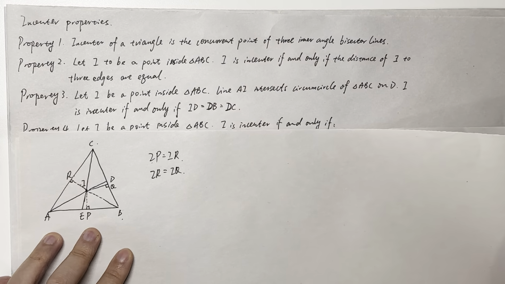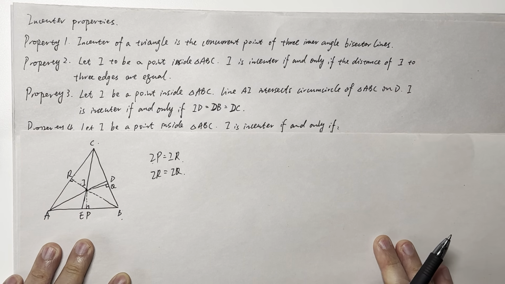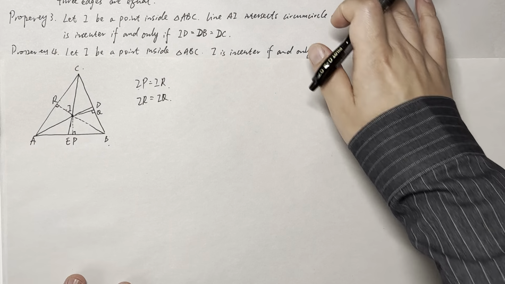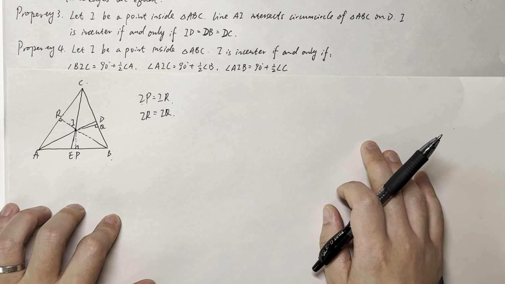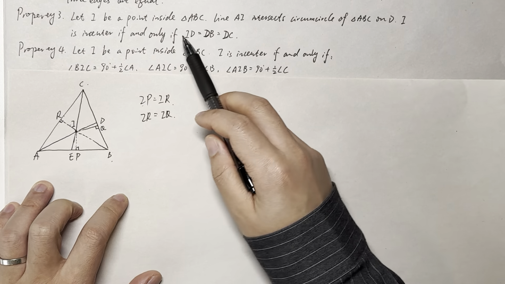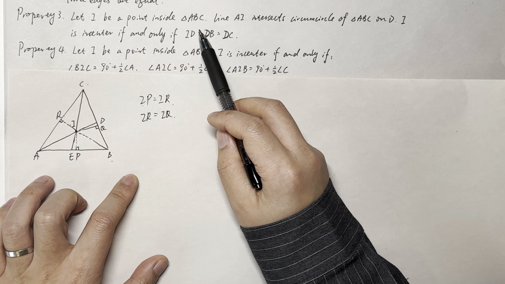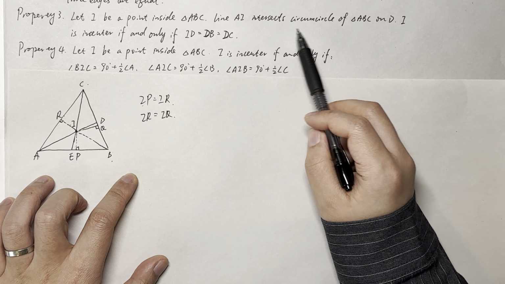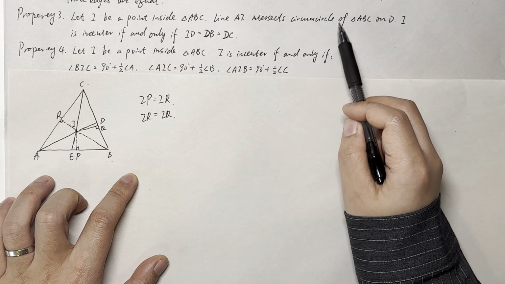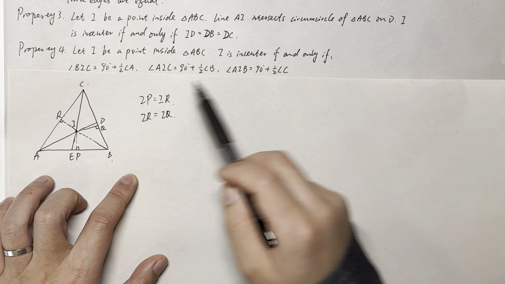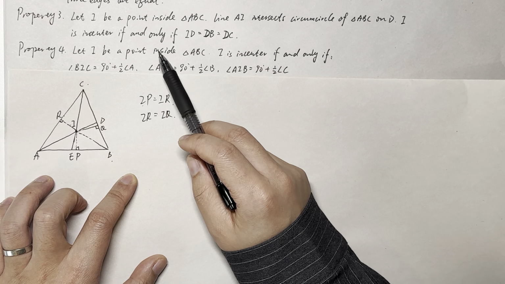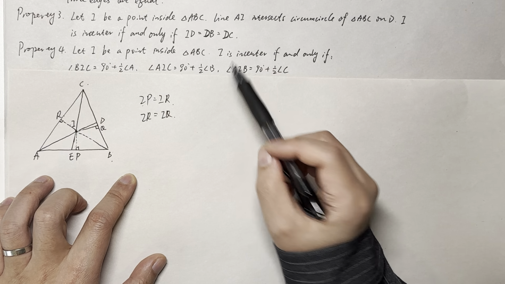So let's see property 3. Let I be a point inside triangle ABC. Line AI intersects the circumcircle of triangle ABC at D. I is the incenter if and only if ID equals DB equals DC.